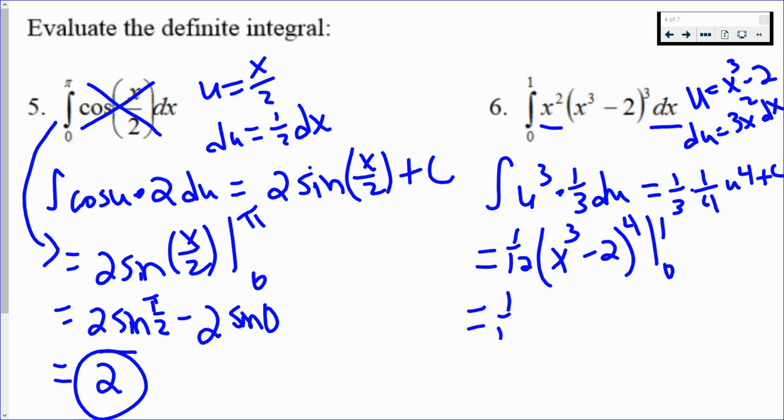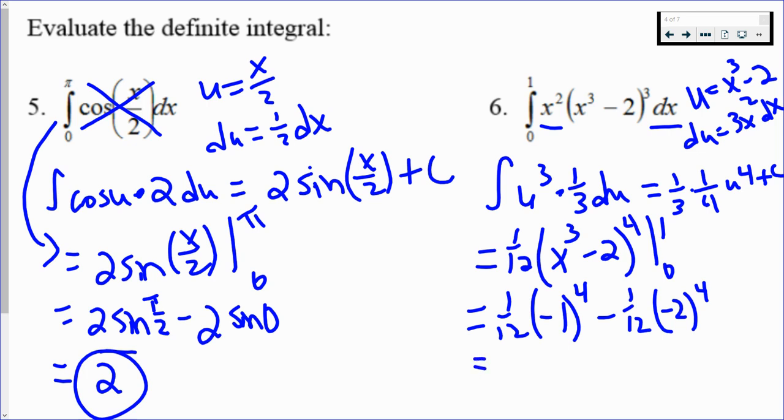Okay, so let's plug in. We want to start with 1. 1 cubed minus 2 is -1, to the fourth, minus 1/12 times, now we've got 0 cubed minus 2. 0 minus 2 is -2. And we have that to the fourth.